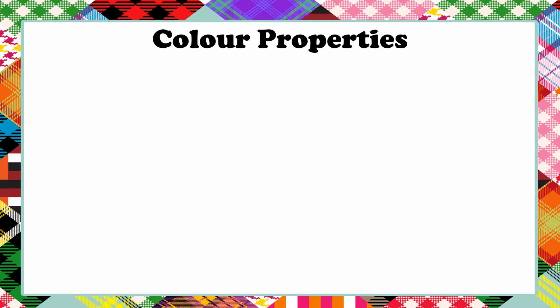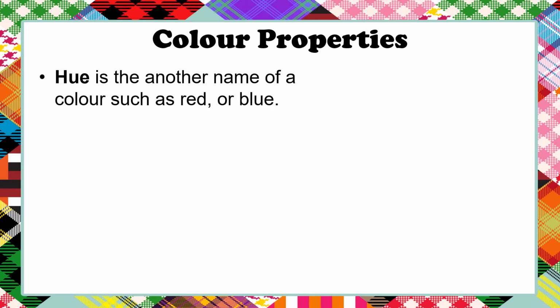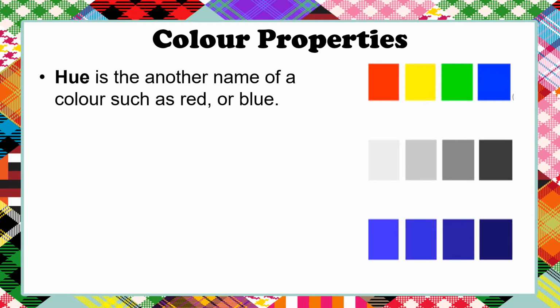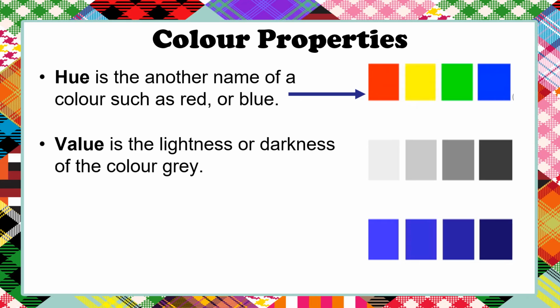Colors have properties. We're going to look at the properties. The first one is hue. Hue is another name of color, such as samples are red, yellow, green, and blue. The next property, value, is the lightness or darkness of the color gray, as you observe in the diagram.